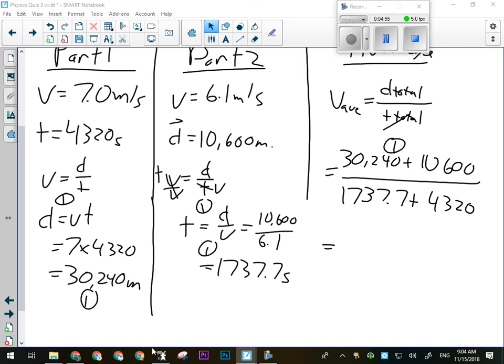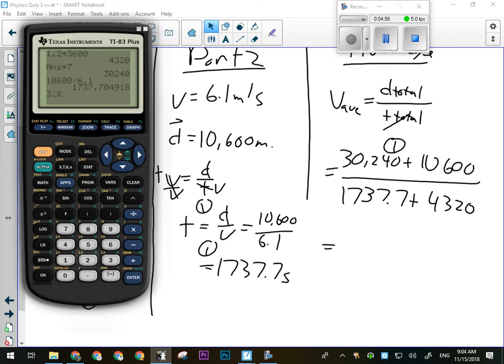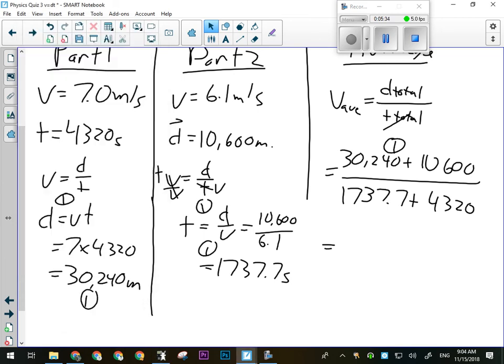Okay, that's fine. All right, so I'm going to take my 30,240, add that to 10,600. All right, so the marathon is 40.84 kilometers. And now we're going to divide that by our total time. So that's going to be our 1,737.7049 plus 4,320. All right, so the average speed of the runner over the entire trip was 6.7 meters per second.